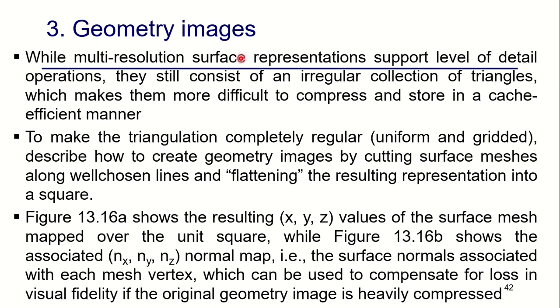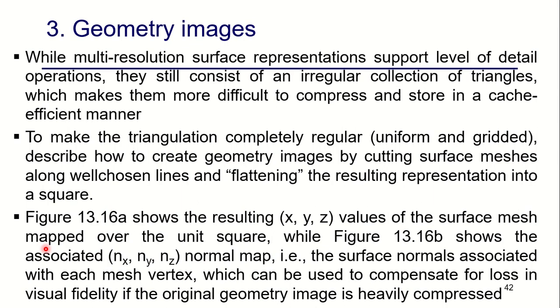While multi-resolution surface representations support level of detail operations, they still consist of an irregular collection of triangles, which makes them more difficult to compress and store in a cache-efficient manner. To make the triangulation completely regular, uniform and gridded, geometry images are created by cutting surface meshes along well-chosen lines and flattening the resulting representation into a square.